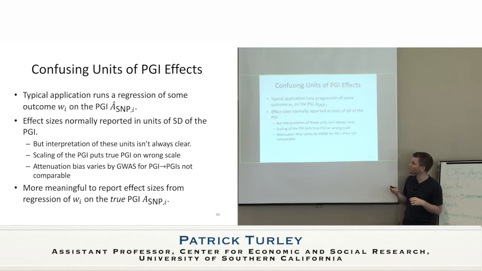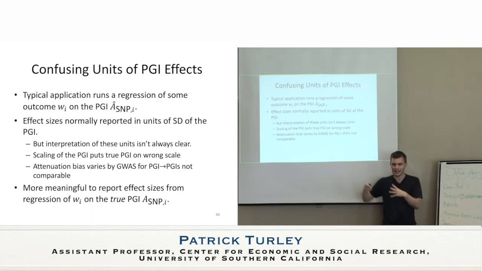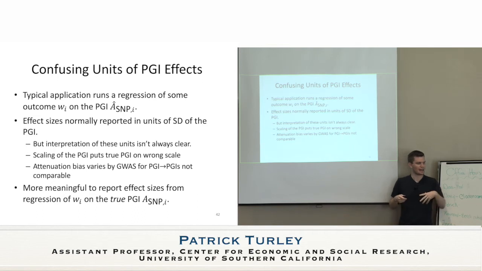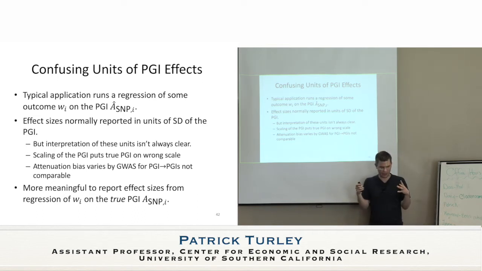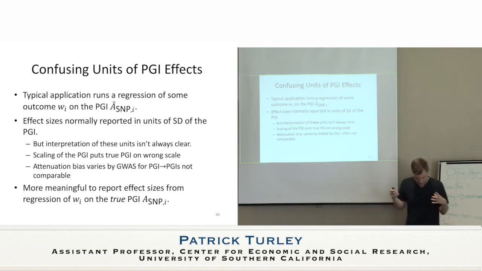It's especially tricky because the amount of attenuation, the amount of noise, is going to vary by what GWAS you use. Let's say I use the EA3 polygenic index for my analysis, and someone else uses the EA4 polygenic index in their analysis. How do you compare those results? They have different amounts of noise, and they've been scaled by different numbers. It's just very difficult.